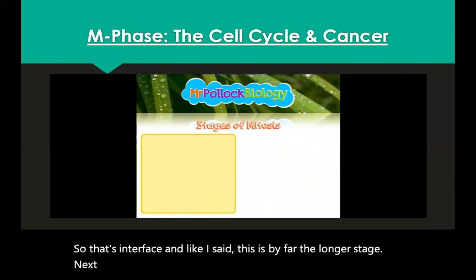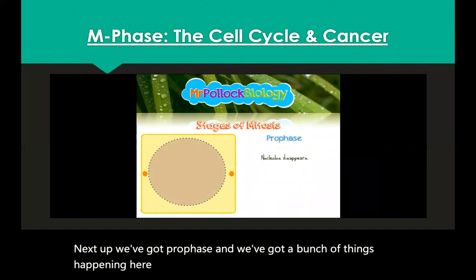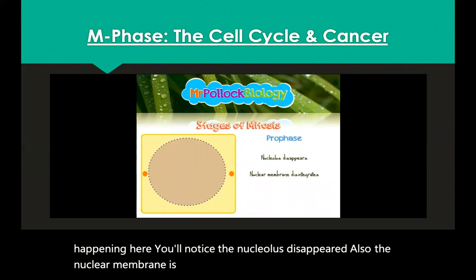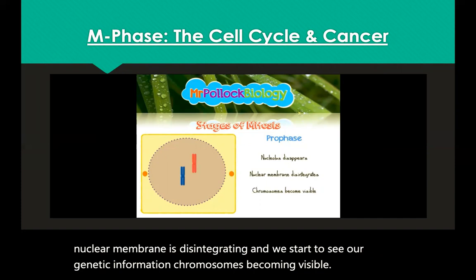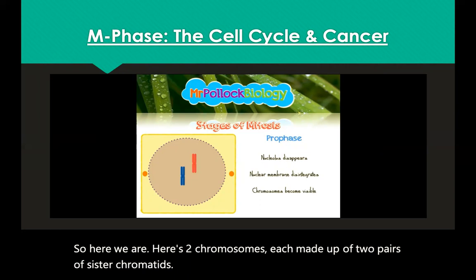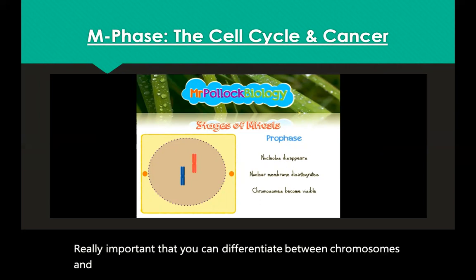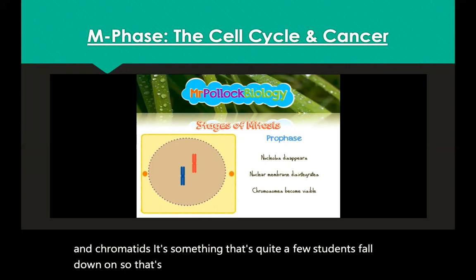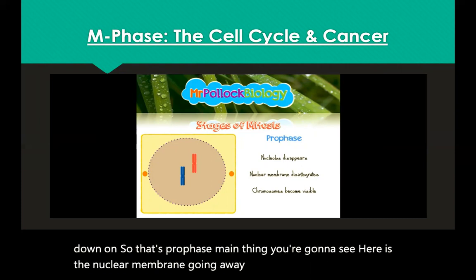Next up, we've got prophase, and we've got a bunch of things happening here. You'll notice the nucleolus has disappeared. Also, the nuclear membrane is disintegrating, and we start to see our genetic information, chromosomes, becoming visible. So here we are, here's 2 chromosomes, each made up of 2 sister chromatids. Really important that you can differentiate between chromosomes and chromatids. It's something that quite a few students fall down on. So that's prophase. Main thing you're going to see here is the nuclear membrane going away and the chromosomes becoming visible.